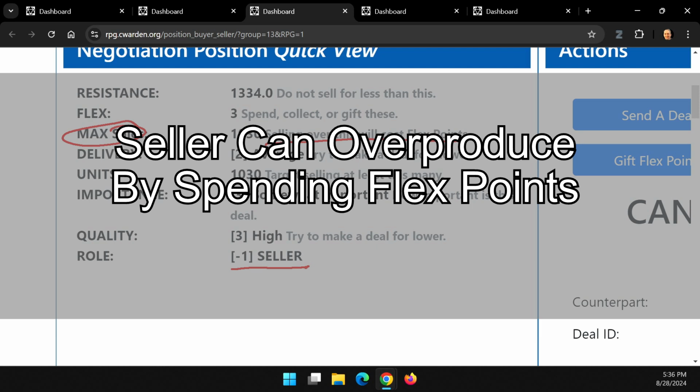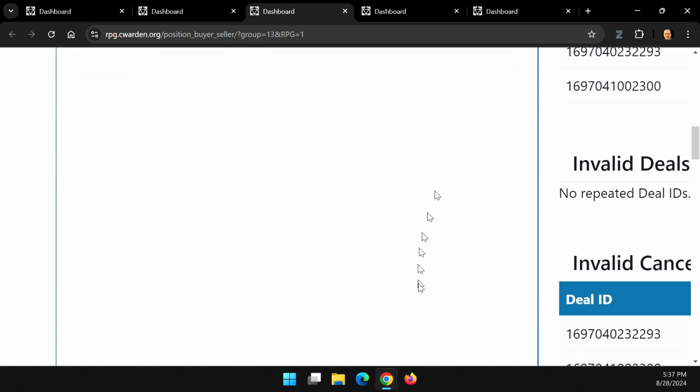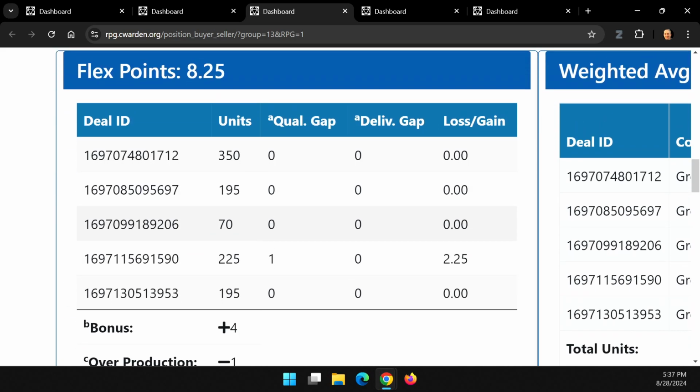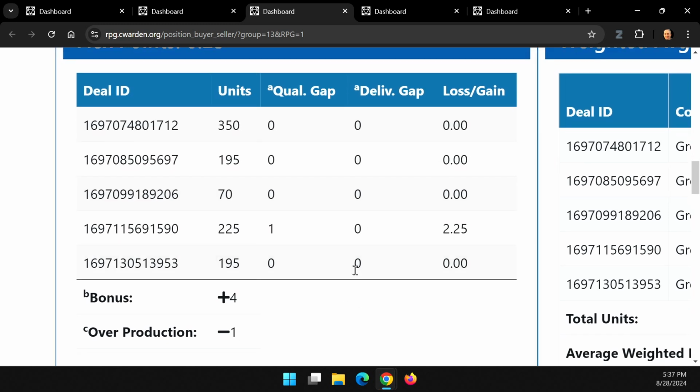But it's not for free, because you have to run the factory more, so it's going to cost you money. What will it cost? How will you spend this? Flex points. You need to spend flex points. So let's look at this example here. Here's a seller. We come down to the flex points section, and we can see that this seller has received some bonus because they had 1, 2, 3, 4 deals with different groups. That was a bonus. Good for them. That's very good.